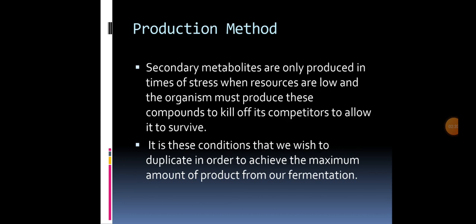For industrial production of penicillin, secondary metabolites are only produced in times of stress when resources are low and the organism must produce these compounds to kill off its competitors to allow it to survive. It is these conditions that we wish to duplicate in the industry in order to achieve the maximum amount of the product.